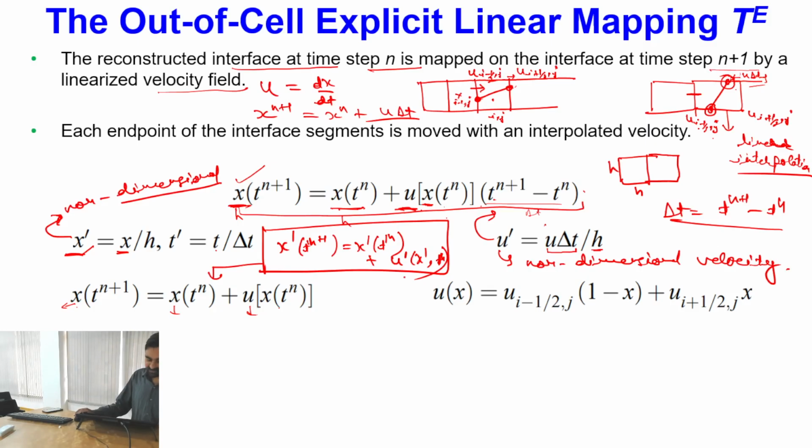Now what I need to do is calculate this u at x comma t n. How to calculate it? I already told you that we need to calculate it using linear interpolation. So now you will understand why we have done this non-dimensionalization. What is the purpose of non-dimensionalization over here? If you recall, in the earlier discussion I explained that I know the velocity at this point and this point, and I need to interpolate the velocity somewhere in between.